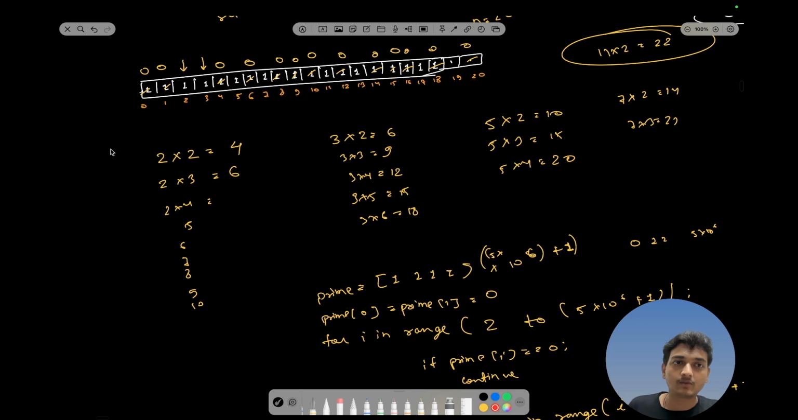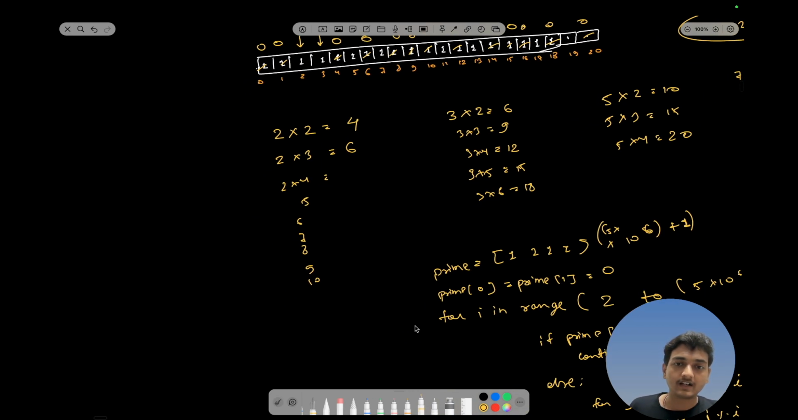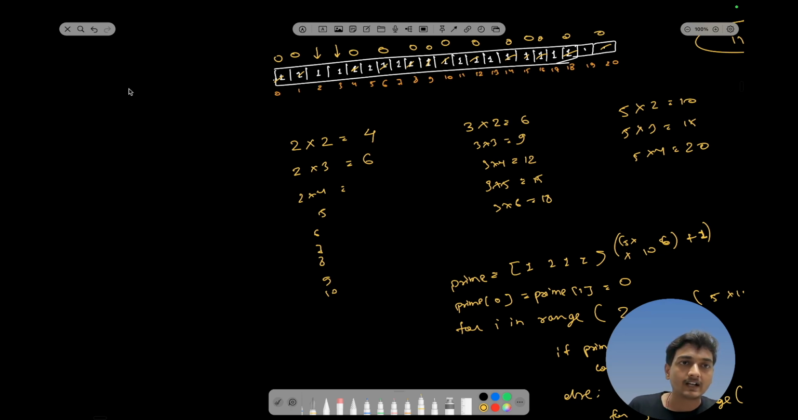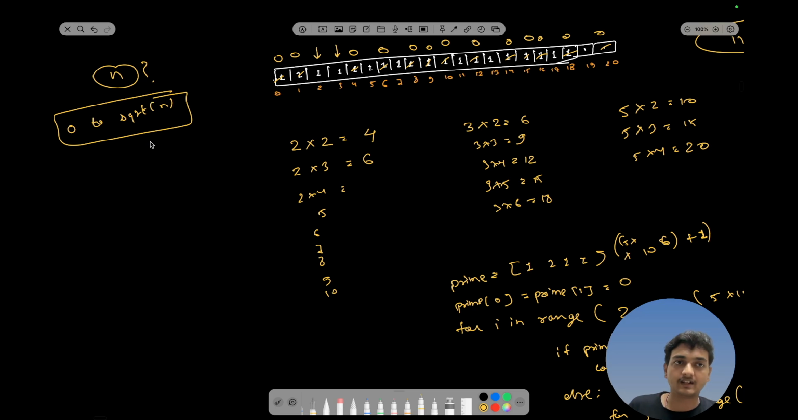Let's again come to this part and see whether we can still optimize some part or not. The first thing that I can see is basically in prime, I remember that if I have to determine whether n is prime or not, I was going from 0 to square root of n, right?